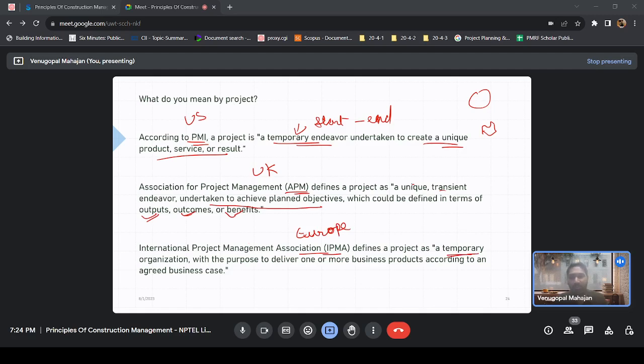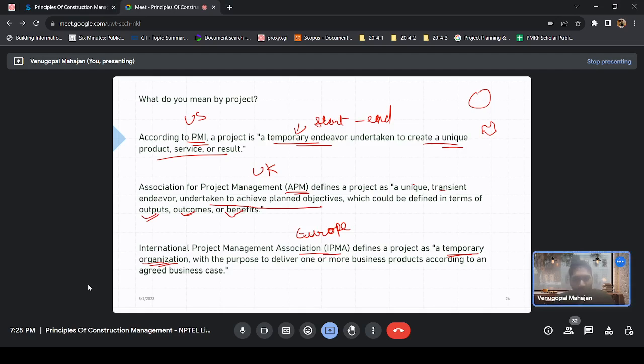Here, an important addition to the definition comes: a temporary organization. In the first two, the first gave you that it has to be temporary, it has to be unique. The second gave you that even if it has to be unique, you have to achieve your planned objectives. But how do you achieve your planned objectives? That is hinted in the third definition: a temporary organization. Organization means there has to be some structured way of how you achieve your objectives or how you complete your project. This brings us to why project management is more scientific in nature nowadays.